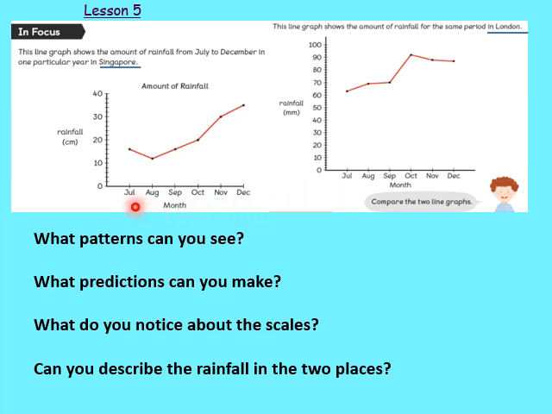So we can see that on both of the graphs, we have the months set out at the bottom, and the amount of rainfall is recorded on our y-axis. So have a careful look at both of the graphs and see if you can answer these questions. What patterns can you see? What predictions can you make? What do you notice about the scales? And can you describe the rainfall in the two places?